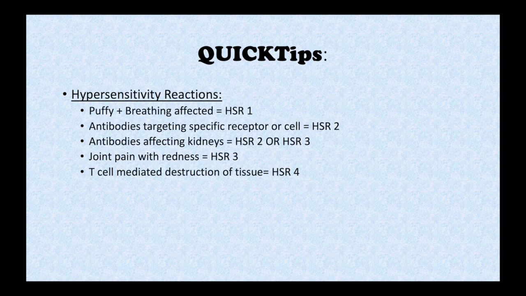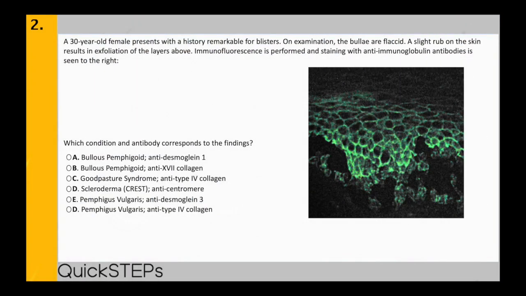Generally, type 3 renal involvement is due to antibody-antigen complex deposition, while type 2 is the actual antibody messing with tissues or cells in the body. And finally, if you see T-cell mediated destruction of tissue, I want you to immediately think type 4 hypersensitivity reaction. Try to commit that to memory, and let's move on to question 2 and approach it in the exact same way we did for the previous question.